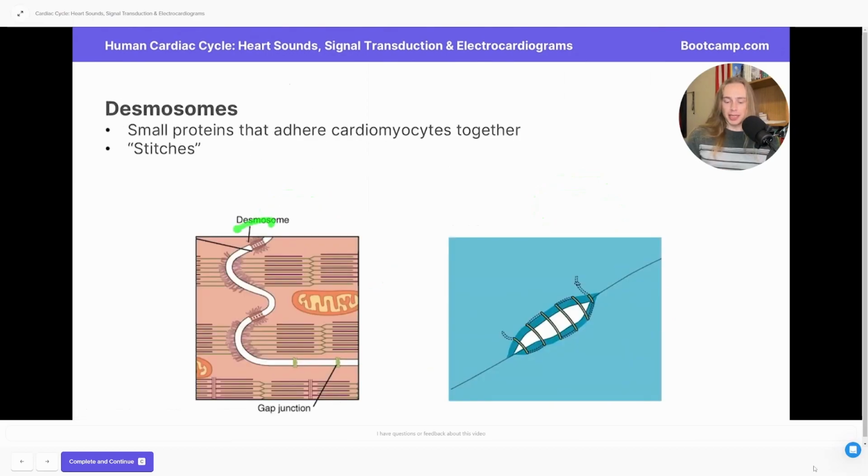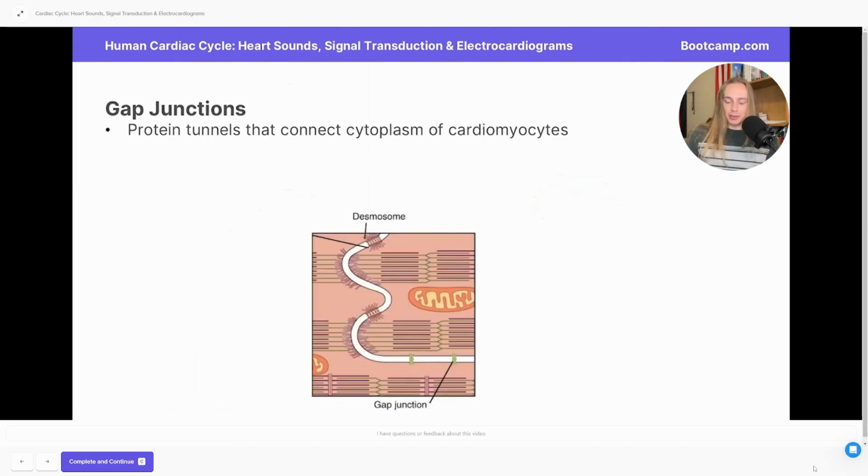Desmosomes are small proteins that end up connecting our cardiomyocytes. These essentially look like small little stitches that act to stitch the cardiomyocytes together. Gap junctions are protein tunnels that connect the cytoplasm of two neighboring cardiomyocytes.